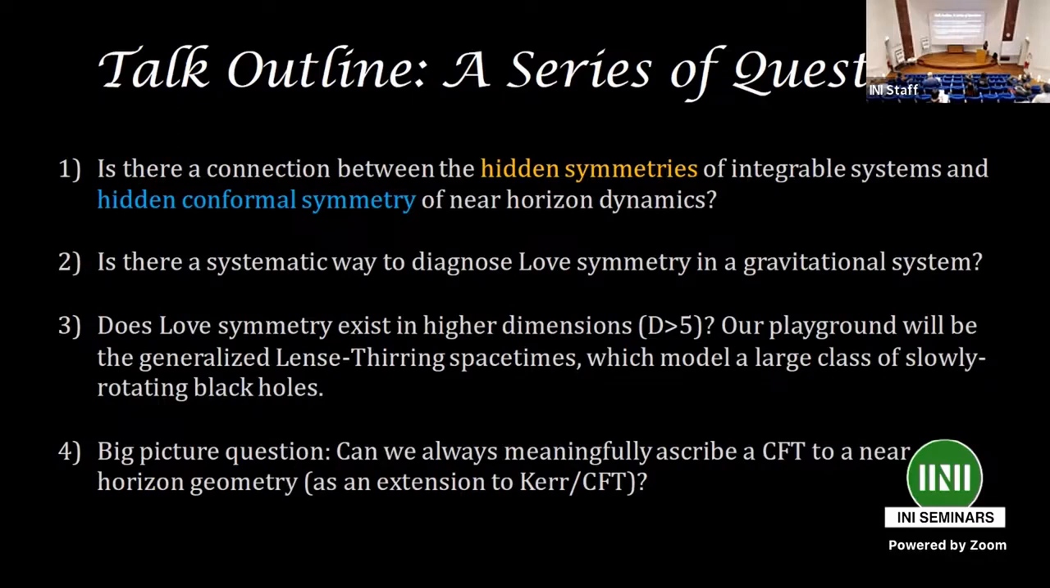And the third question is, does it exist in higher dimensions? And can we calculate it? All right, so for this one, we're going to use a very special set of spacetimes as our playground. These are called the generalized Lense-Thirring spacetimes, which I'll define. The Lense-Thirring spacetimes model a large class of slowly rotating black holes. If you take a higher dimensional Myers-Perry black hole and make all of the spins rotate slowly in each of the directions, the Lense-Thirring spacetimes are a model for those. So this is of interest.